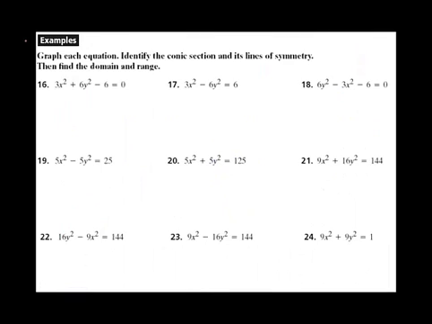All right, before we wrap up this first section, why don't we take a look at these 9 questions and see if you can tell what the conic is for each one of these. So go ahead and pause the video, and then we'll go through and write these down.